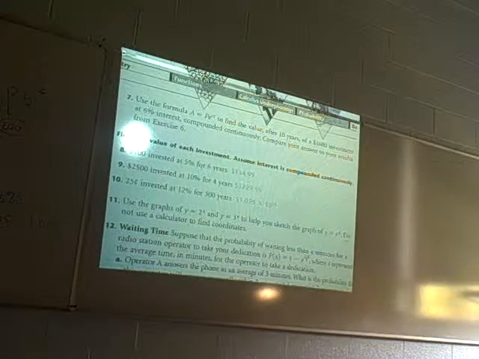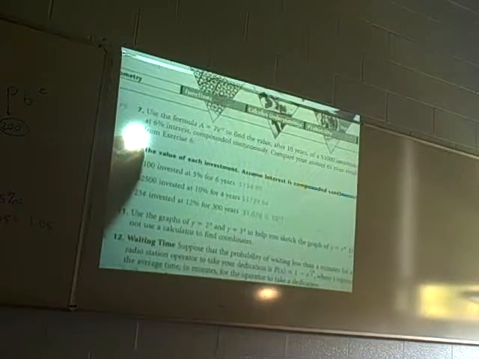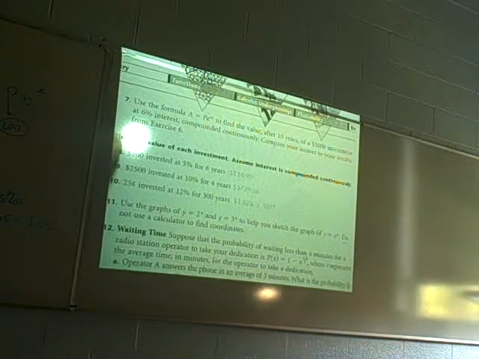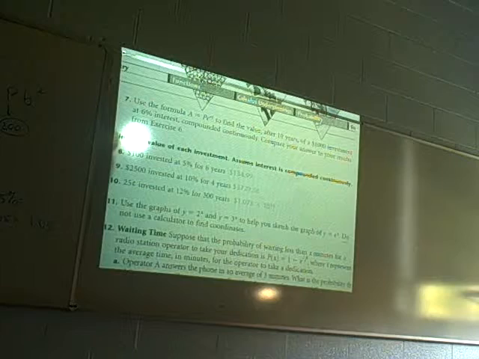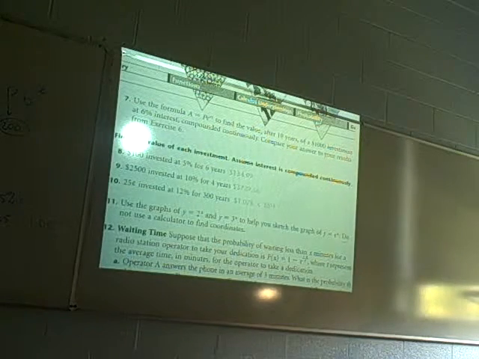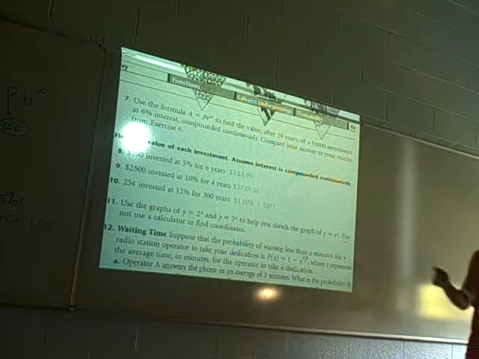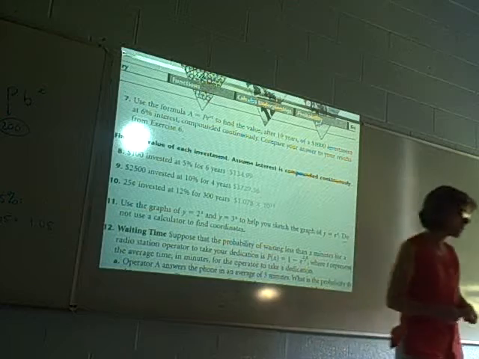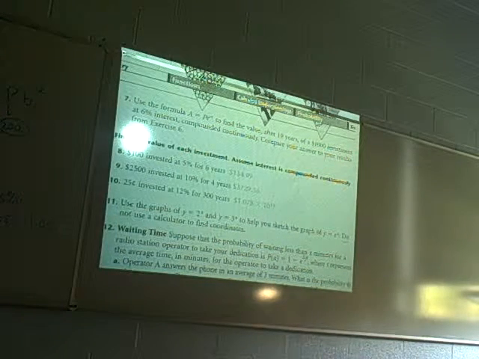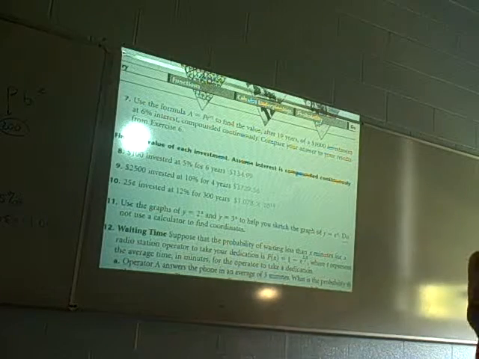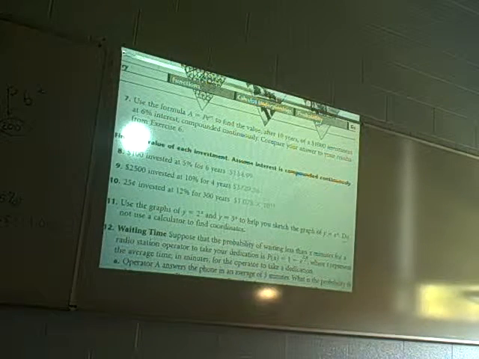So the first problem, problem number 7, is use the formula A equals Pe^(rt) to find the value after 10 years of a $1,000 investment at 6% interest, compounded continuously. Because we know it's compounded continuously, we are going to use our formula Pe raised to rt.